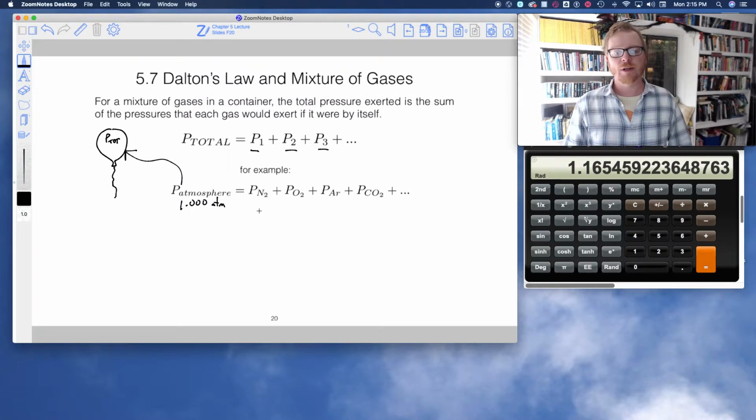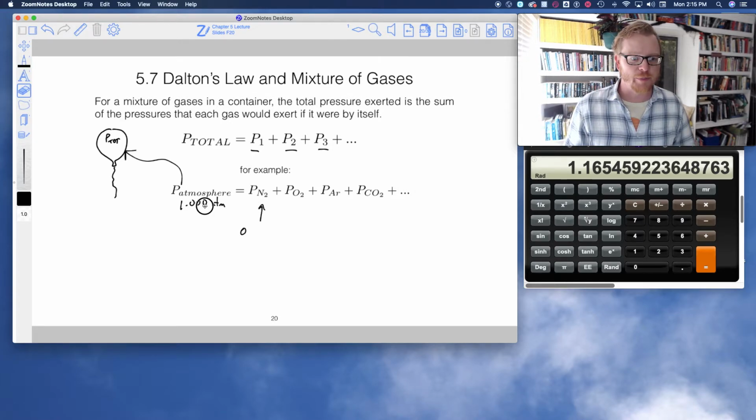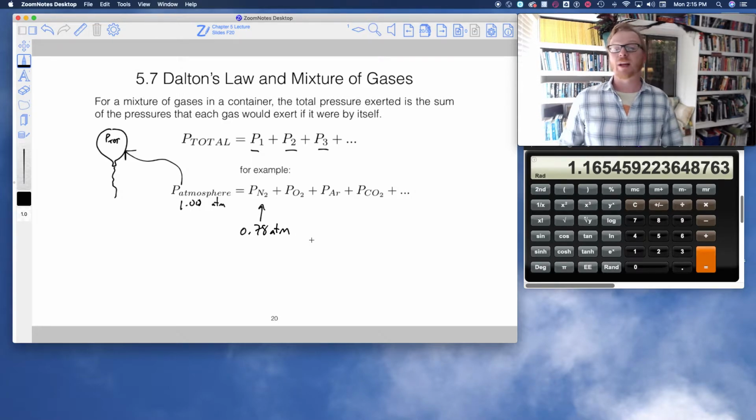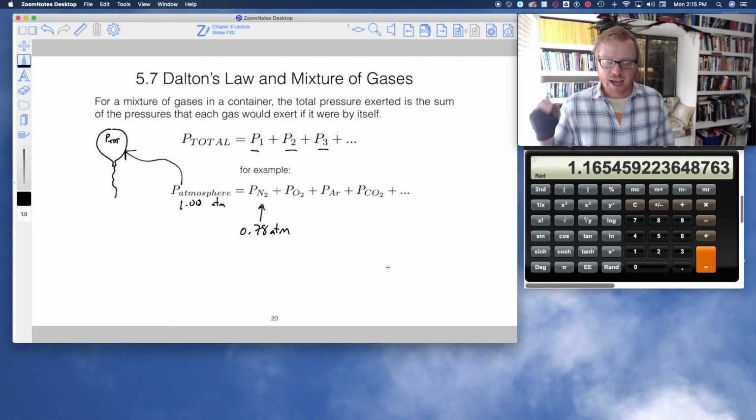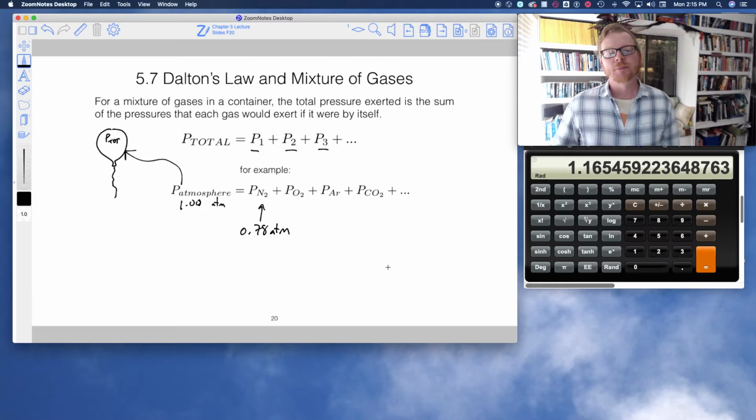Well, as it turns out, I'm going to take one significant digit off because I just realized I don't have all of these digits committed to memory. 1.00. Well, as it turns out, nitrogen would account for about 0.78 of that at sea level, in the atmosphere. At sea level, nitrogen is about 0.78 atmospheres. Oxygen is about 0.21 atmospheres. This plus this gives me 0.99.